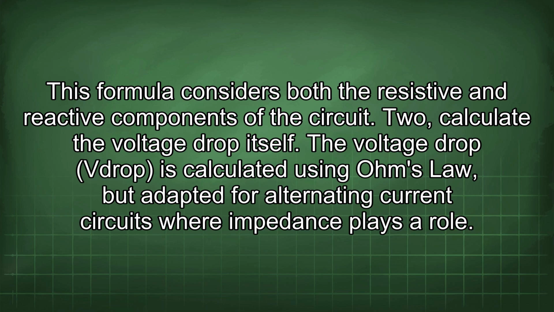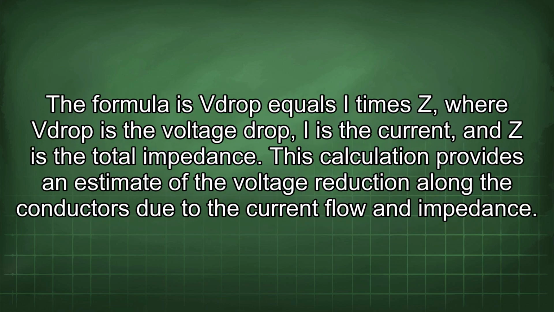2. Calculate the voltage drop itself. The voltage drop, V drop, is calculated using Ohm's law, but adapted for alternating current circuits where impedance plays a role. The formula is V drop equals I times Z, where V drop is the voltage drop, I is the current, and Z is the total impedance. This calculation provides an estimate of the voltage reduction along the conductors due to the current flow and impedance.